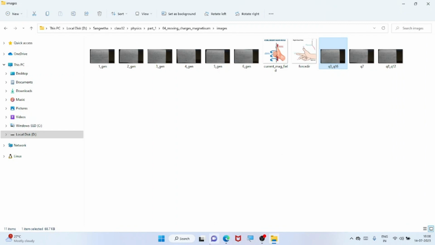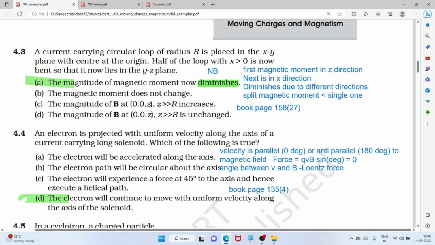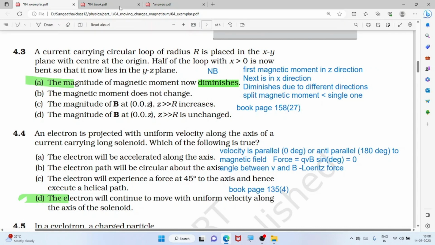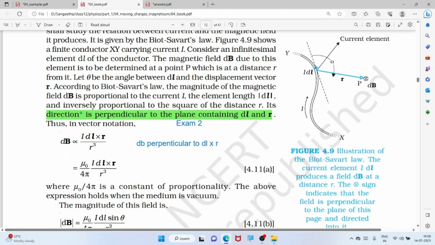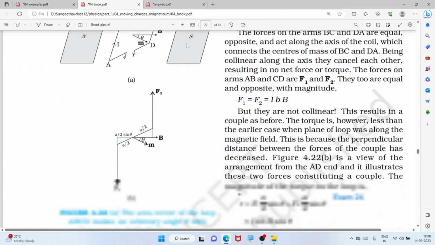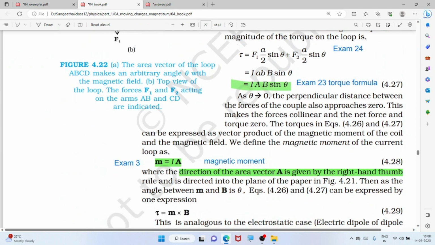So that means the magnetic moment diminishes. Question 27. Here is the formula for the magnetic moment, current into area.